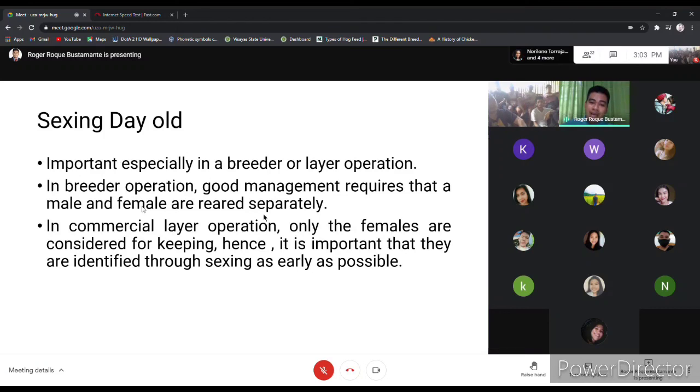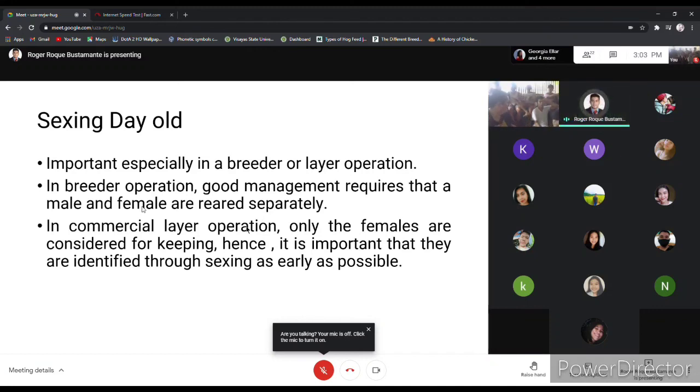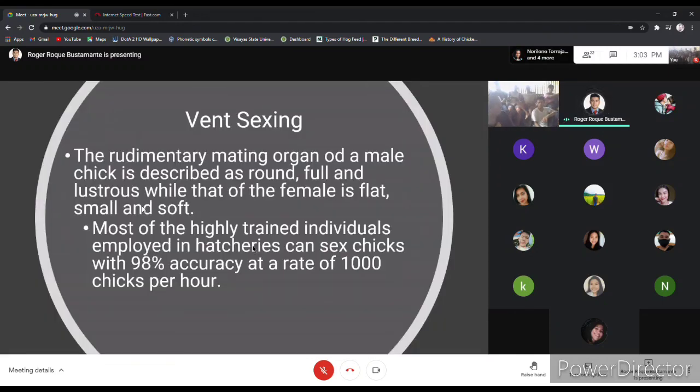So, the male chickens have no use in terms of layer operations. But for breeder operation, no, the purpose of day-old sexing is to separate the male and female in order to implement good management practices, especially in feeding, no, and other requirements. So vent sexing, no, this is also a method of identifying the sex of your poultry animals.